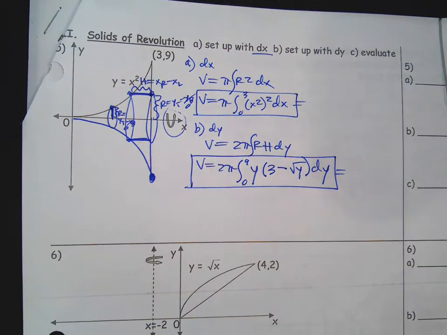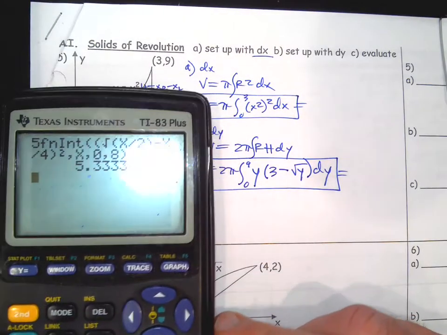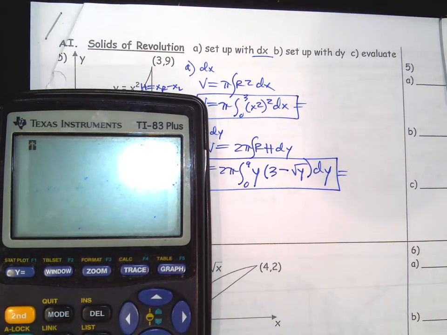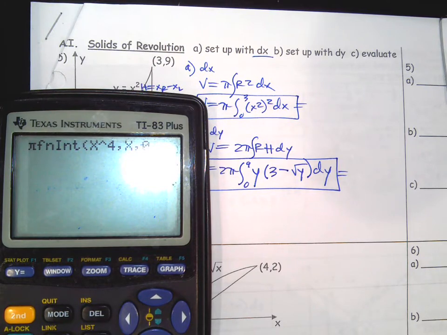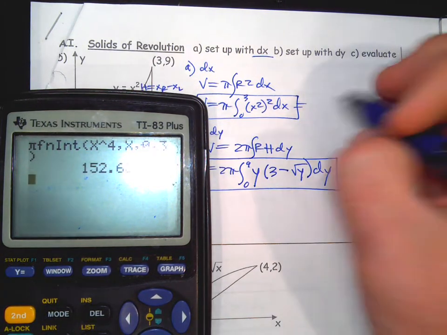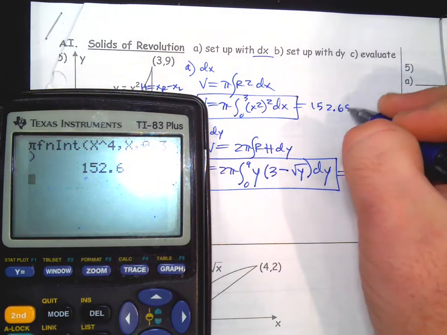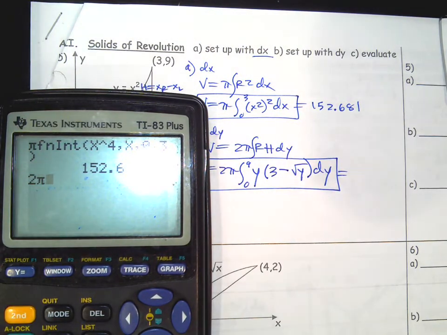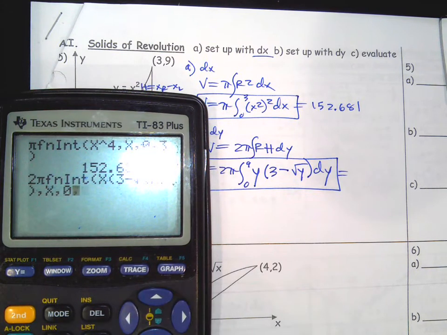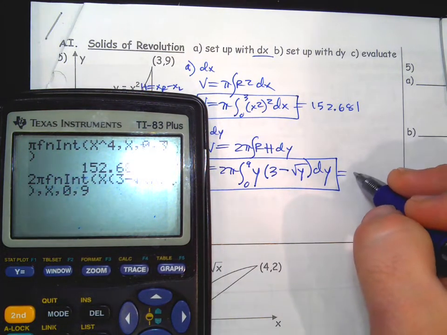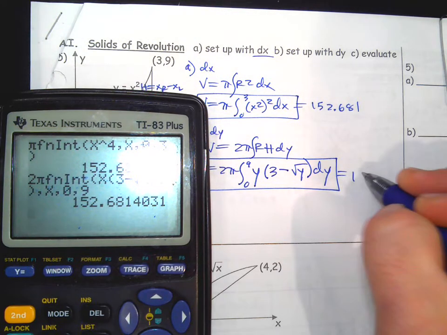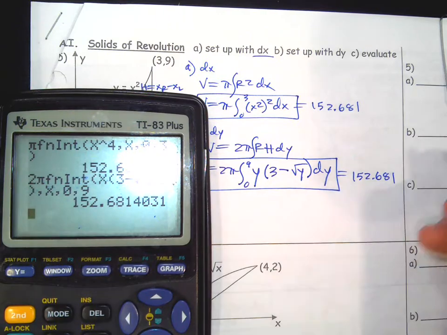Now, both of these should give us the same decimal. You're not required, I guess, to necessarily do both of them. But I would do both of them just as a quick check. Also, I was running out of time. Math 9. X to the 4th, comma x, comma 0, comma 3. Two pi, math 9, x parentheses 3 minus the square root of x, close, comma x, comma 0, comma 9. Hopefully we get the same answer. Same answer. Probably means I did them right.